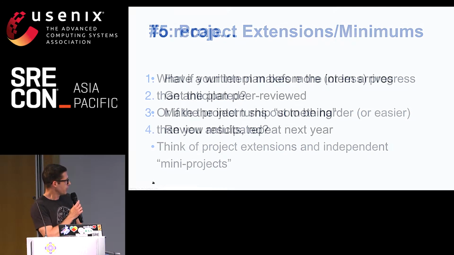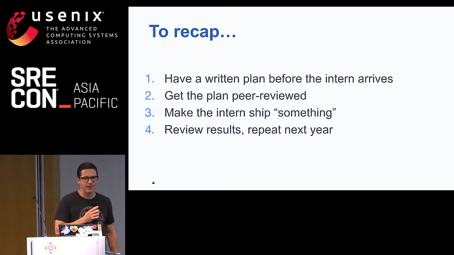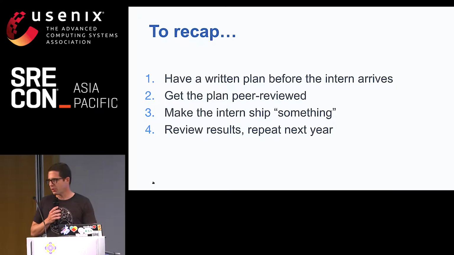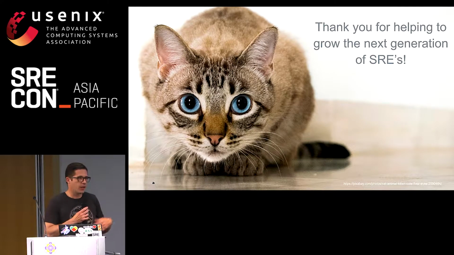All right, wow, I'm talking really fast. All right, so to recap, have a written plan. Get the written plan peer reviewed. So we peer review our plans just like we peer review our code. Number 3, make the intern ship something. Even if it's not exactly what you thought they'd ship, make them ship something. They'll feel a lot better about it. And then do it again next year.